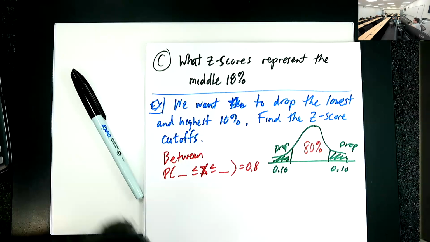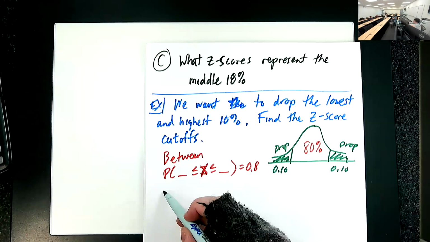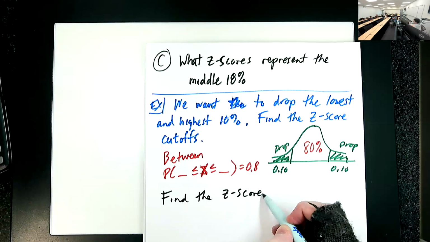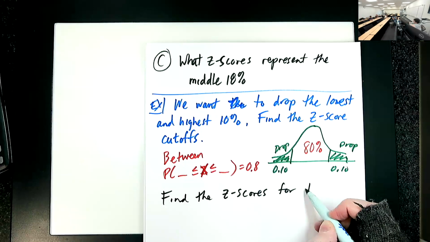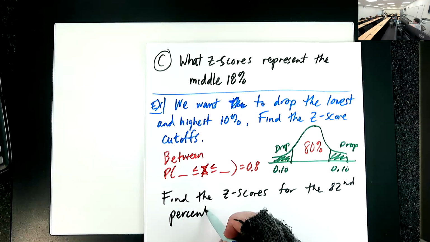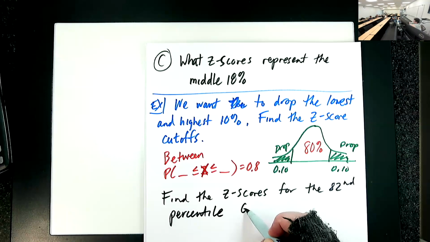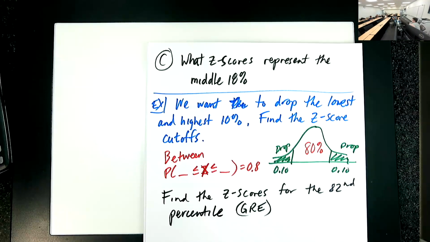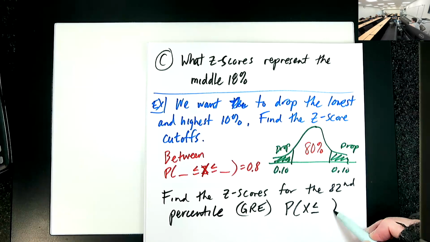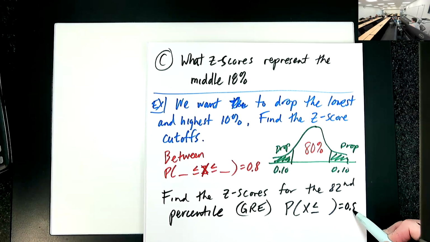They might ask you for the z-scores that represent a certain percentile. And they might give you a topic like the GRE or something like that, because the GRE exam in high school does percentiles. Here you're just doing probability that x is less than or equal to, and then you got your blank, and you're doing 0.82. And you're looking for that amount right here.